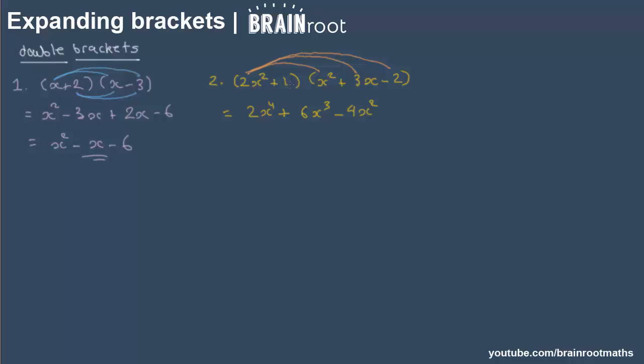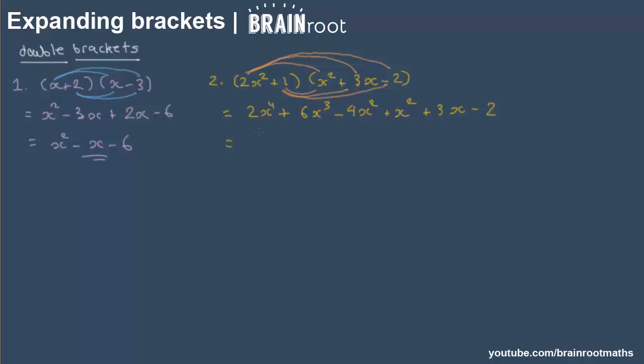Now it's a nice easy 1 here, so we're just going to be timesing plus 1 by x squared to give us plus x squared. And you've got plus 1 times plus 3x, which is simply going to give us plus 3x. And last but not least, you've got plus 1 times minus 2, and that's going to give us minus 2. So we're left with this really long expression that we can simplify down. When you've got really long expressions like this, you can tidy them down by looking at like terms and just adding or subtracting.